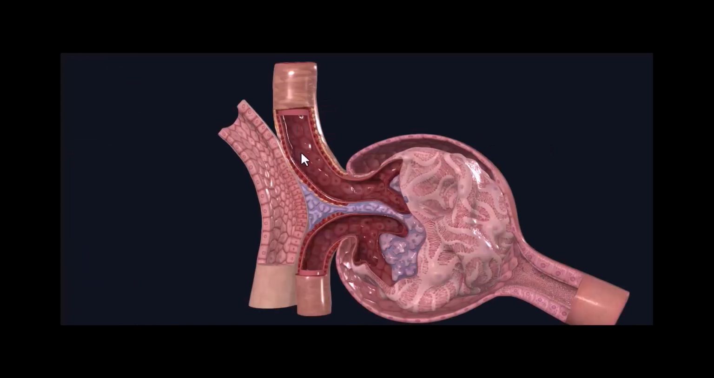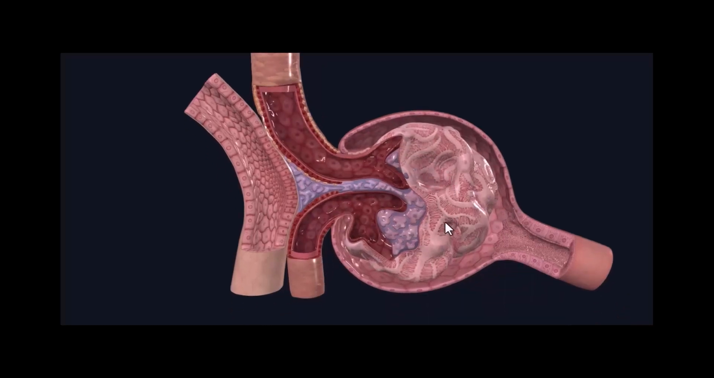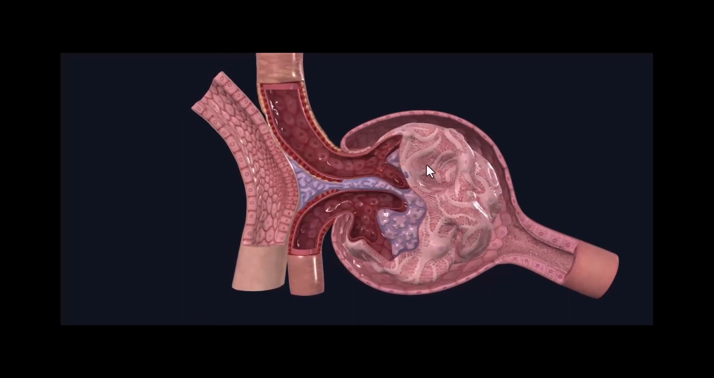When the afferent arteriole enters the Bowman's capsule, it goes from arteriole into capillaries, and now the capillaries are all bunched together inside this little confined space. When they are bunched together, these capillaries are called the glomerulus.